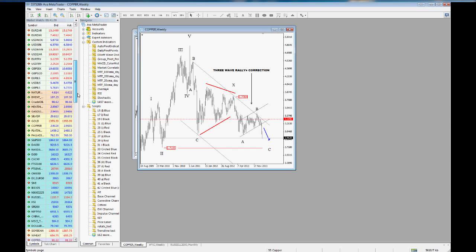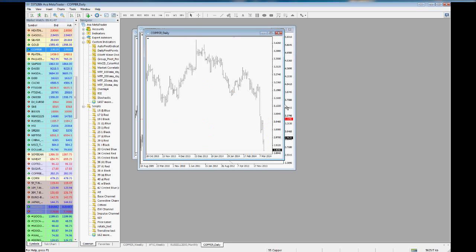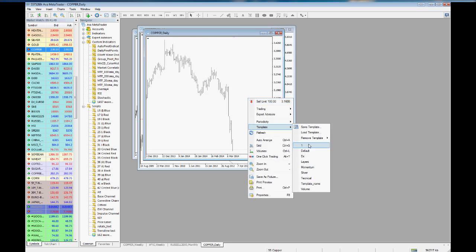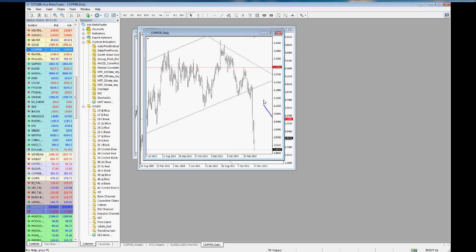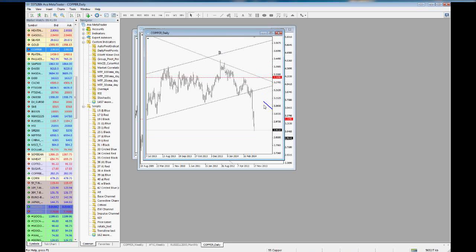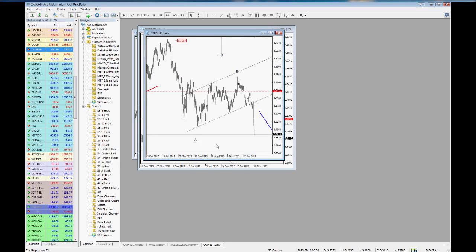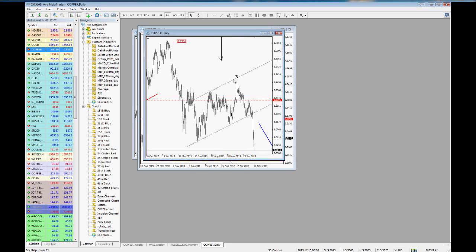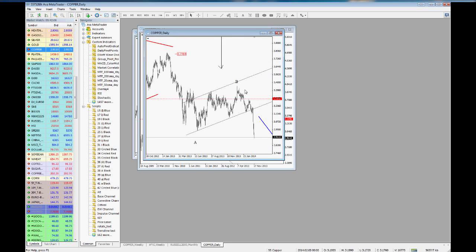Okay, so let me find the Chopper here. So we will take a look on lower time frames. So this was end of wave B. This was a broken corrective channel line. When you have this broken trend line after this 3-wave rally, then this is your confirmation that this was a 3-wave move finished and that market is falling.